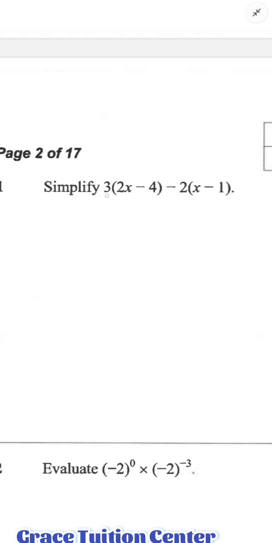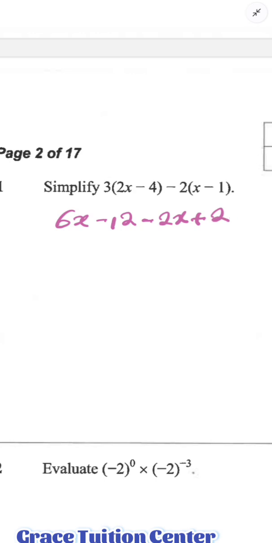So let's begin. What is 3 times 2x? That is a 6x. So I'll write here 6x. 3 times negative 4, we get a negative 12. Then we are done here. We go to the next one. Negative 2 times x is negative 2x, and negative 2 times negative 1 gives us a positive 2.